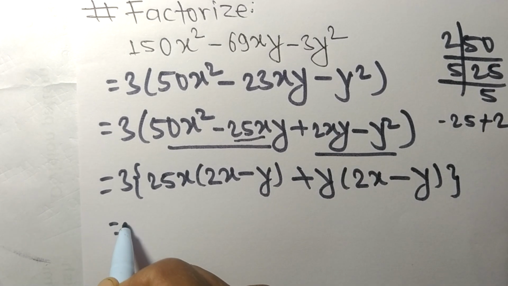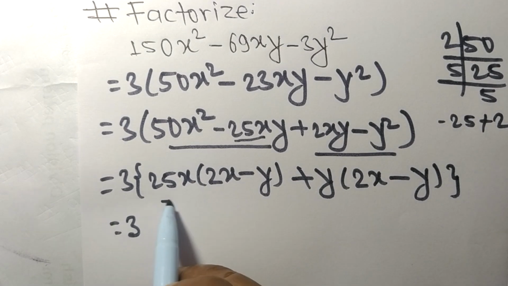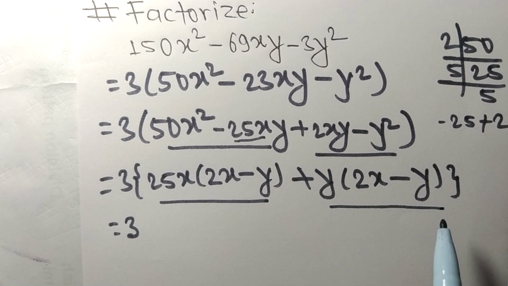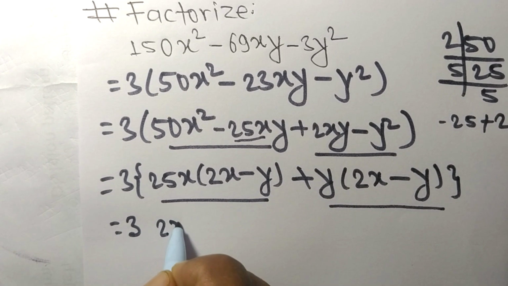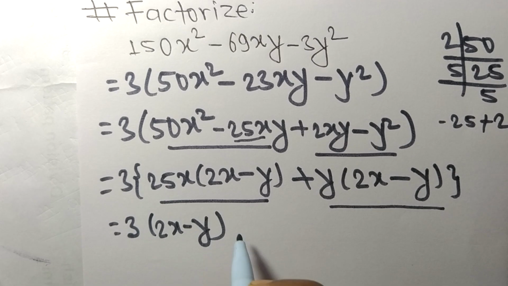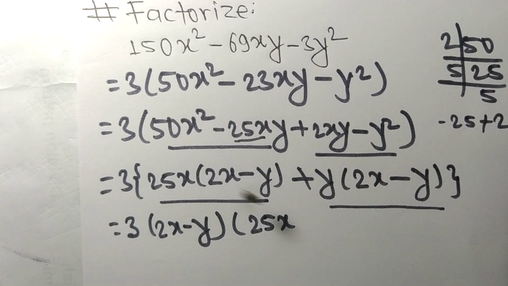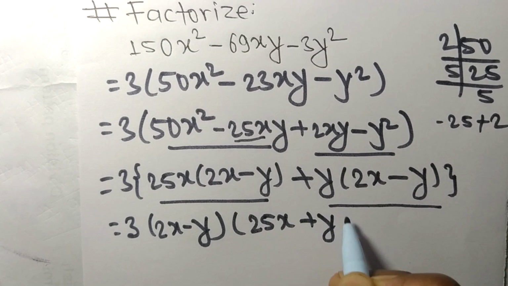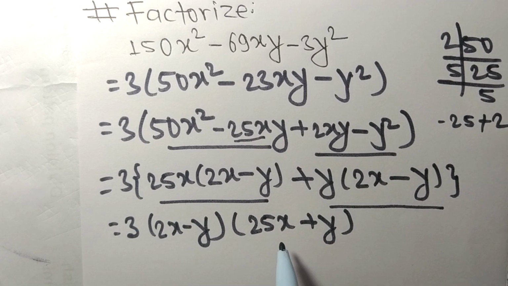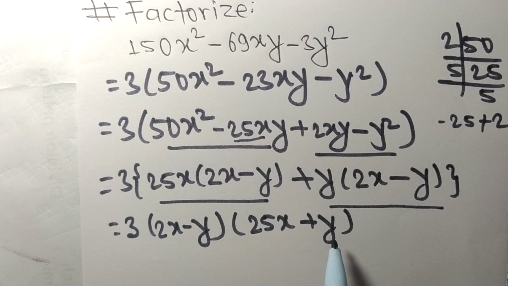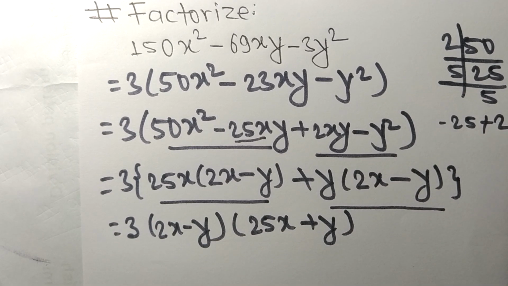Like as 3 is the same. So now we again find the common factor in the first and last expression. Both contain 2x minus y. So 2x minus y is common, and remaining in the first is 25x, in the last is plus y. So 3 times 2x minus y and 25x plus y are the required factors. So this much for today and thanks for watching.